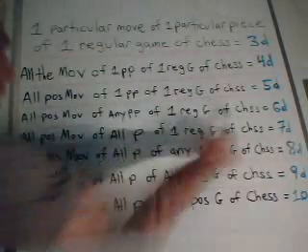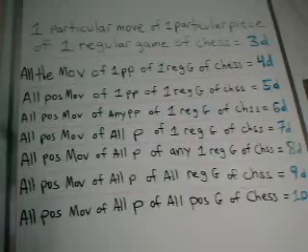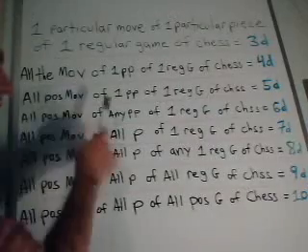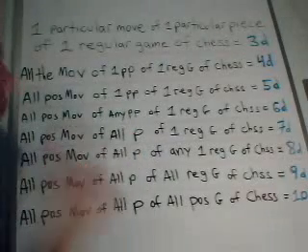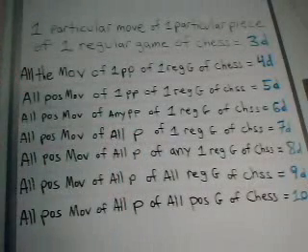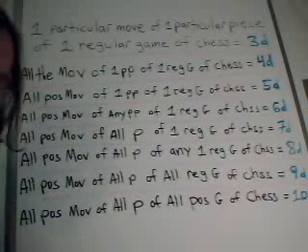So we would be at 6D. 6D, can you see it? All possible moves of any particular piece of one regular game of chess equals 6D. All the possible moves of any of the pieces.